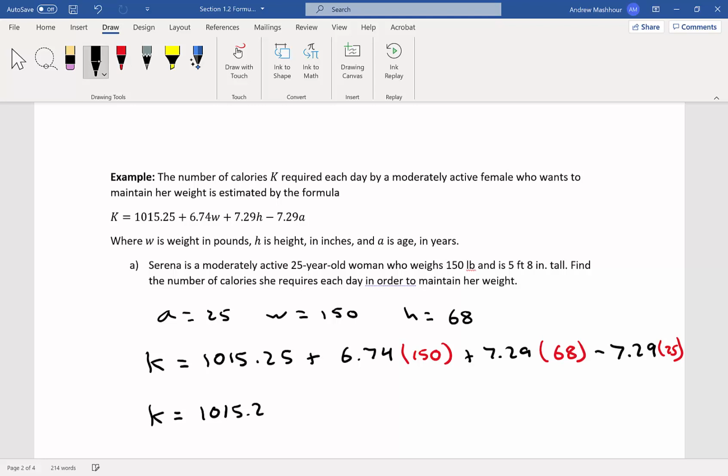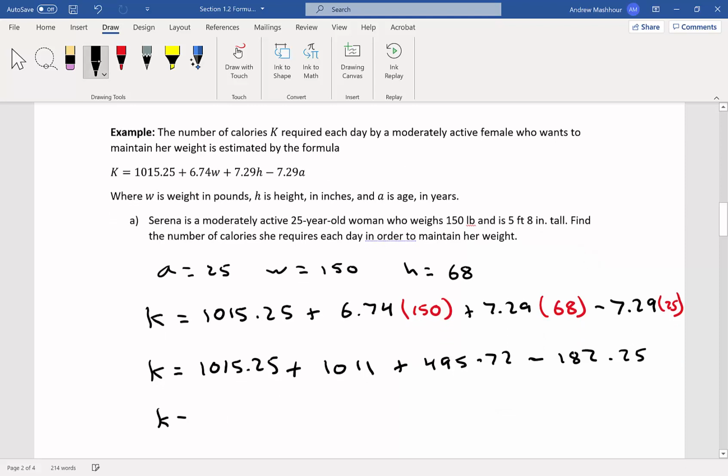We have 1015.25 plus, okay, now the 6.74 times 150, that gives us 1011. We have plus, now the 7.29 times 68, we have 495.72. Then we have minus 7.29 times 25, that gives us 182.25. Okay, now let's go ahead and add and subtract these numbers with each other.